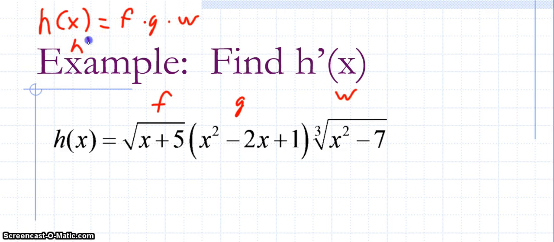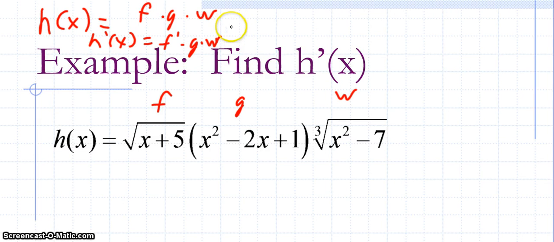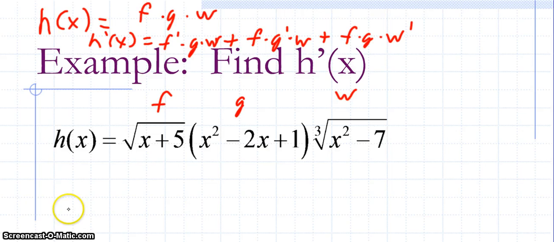So then h prime of x is going to be f prime times g times w, plus f times g prime times w, plus f times g times w prime. So I want you to go ahead and do that. Pause the video. Unpause when you're ready to check.